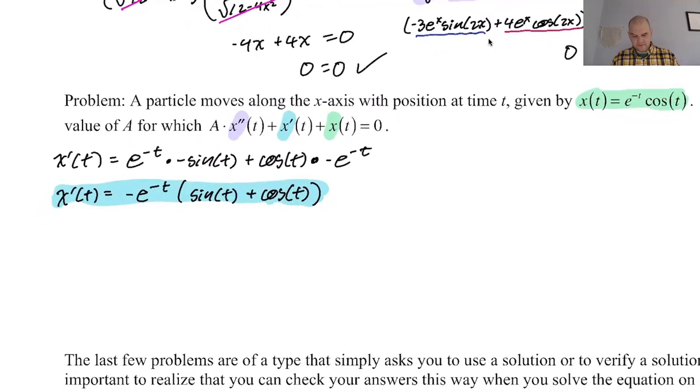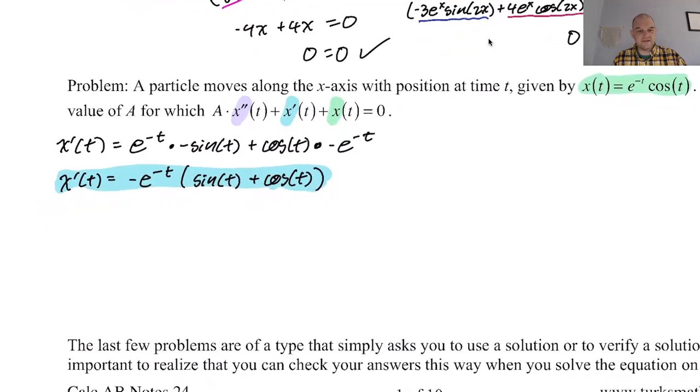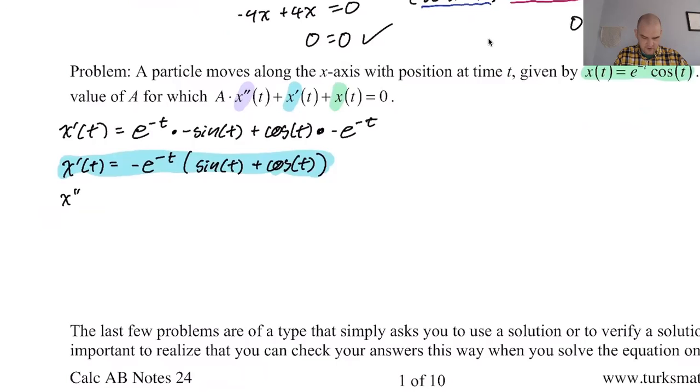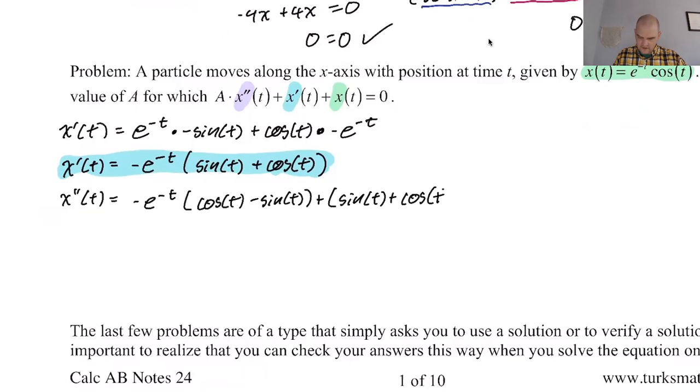And now we need x double prime. That's part of why you want to factor these things. If you don't factor them, finding the second derivative is so much harder. It just requires more product rules, which is fine if you want to do it. First, the derivative of the second: the derivative of sine is cosine, and the derivative of cosine is negative sine. Then plus second, which is sine plus cosine, times the derivative of the first, which is negative e to the negative t. So what can we take out? Well, we can definitely take out negative e to the negative t.